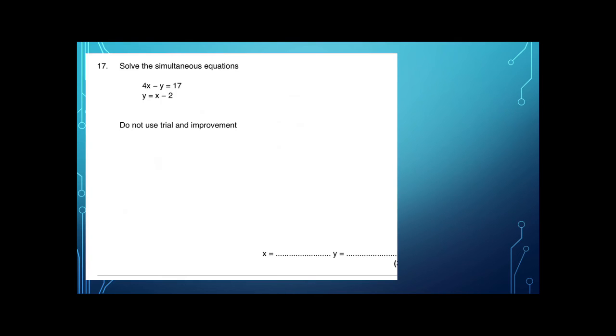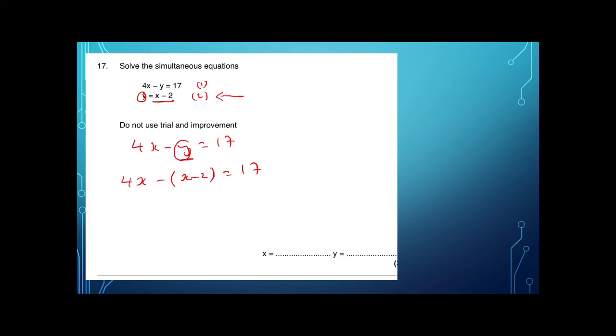Very similar question to the previous one, though got to be very careful with this one. So equation 1 is 4x minus y is equal to 17, but we're told that y is equal to x minus 2. So we can substitute y is equal to x minus 2 into here. So 4x minus, now we must put brackets there. So that y is that y there, and it's equivalent to x minus 2. So we just swap them over.